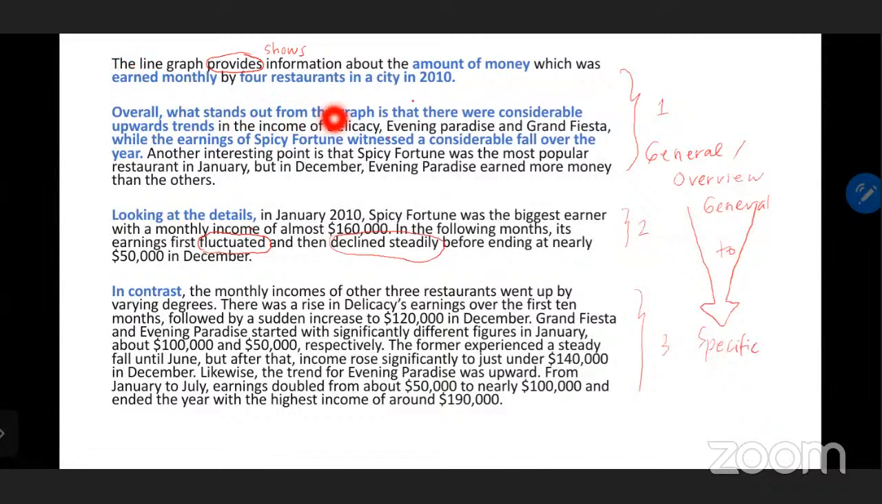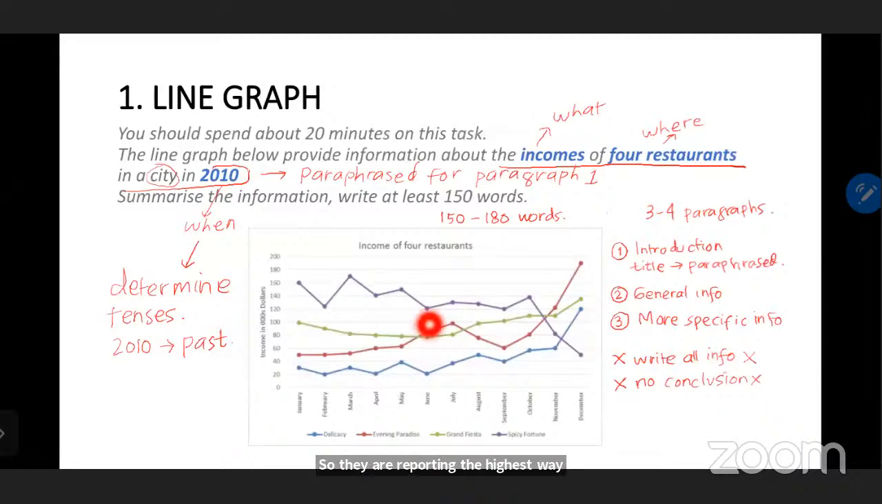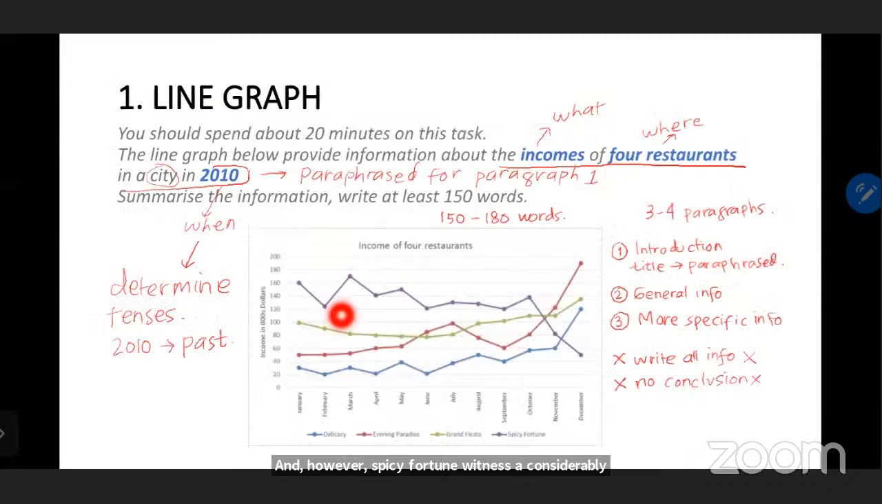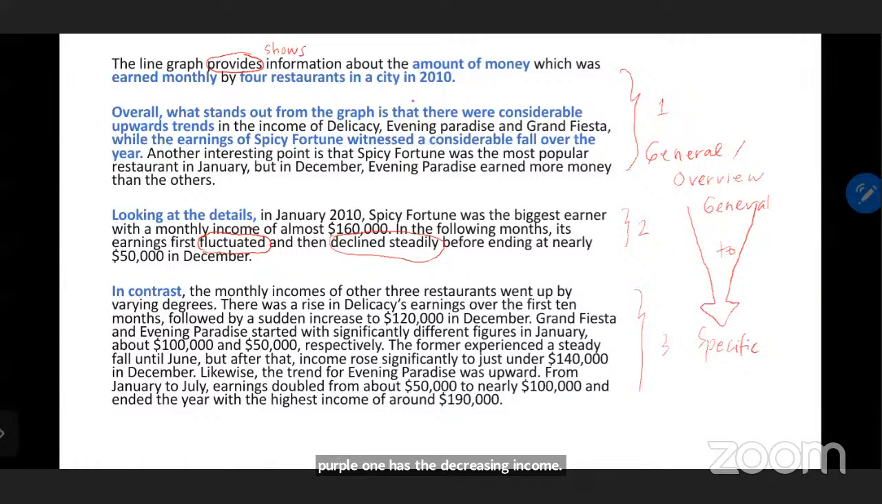And then let's look at paragraph 2. Overall, what stands out from the graph is that there were considerable upward trend in the income of Delicacy, Evening Paradise, and Grand Fiesta. So they are reporting the highest, what kind of trend happen to 3 of them. The green, the red, and the blue one, it has the increasing trend. And however, Spicy Fortune witnessed a considerable fall over the year, which means that the purple one has the decreasing income. Okay, so it's reporting that as a general one.